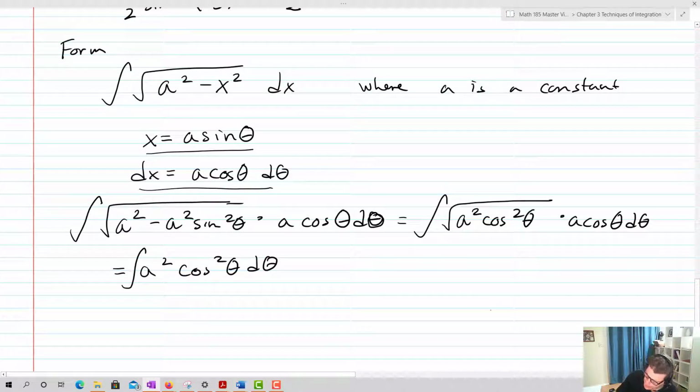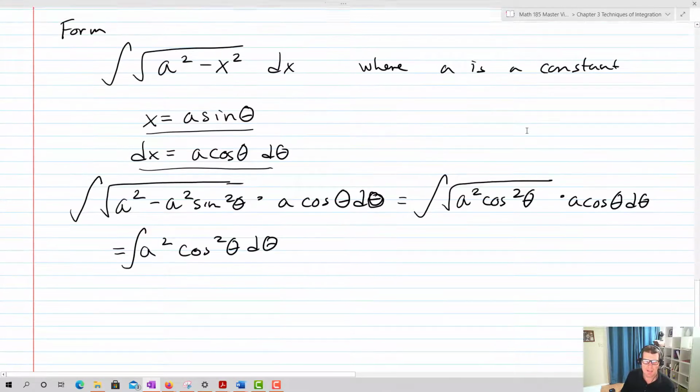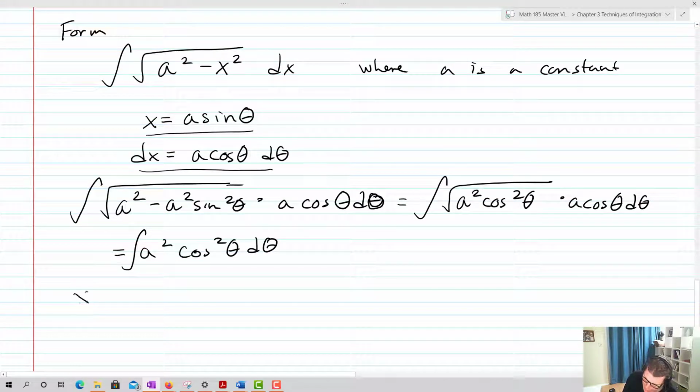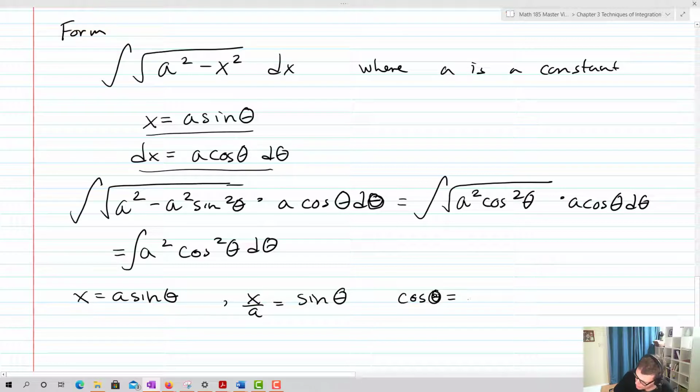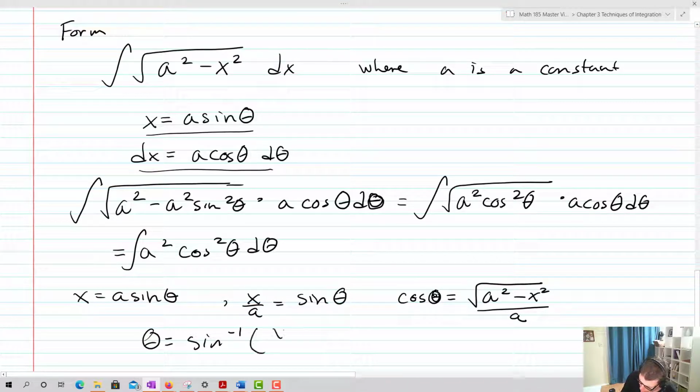Now, what that also means is, and this is just a generalization, we want to kind of get used to doing these kind of things. That means that if we go in, we're going to let x equal a sine theta, okay? So x over a is going to equal sine theta. Cosine theta will then equal the square root of a squared minus x squared over a. Okay? And theta will end up equaling sine inverse of x over a when we actually do our substitution.